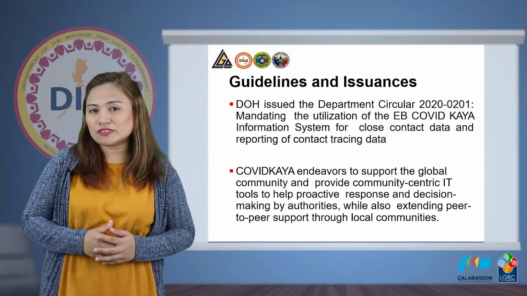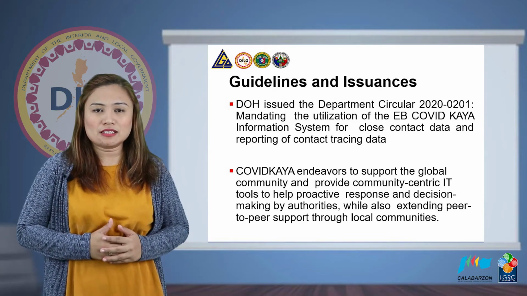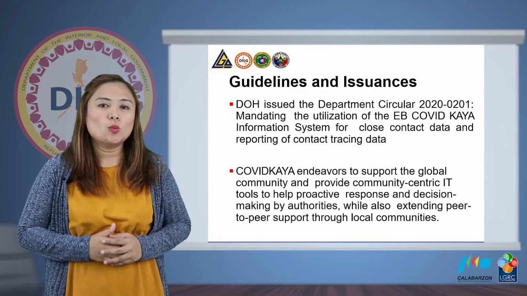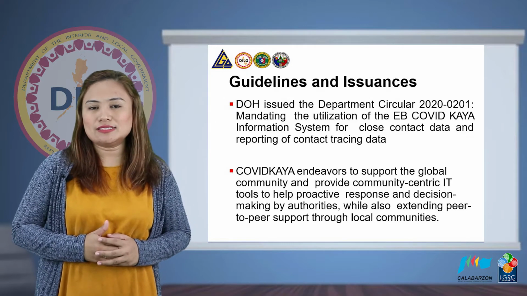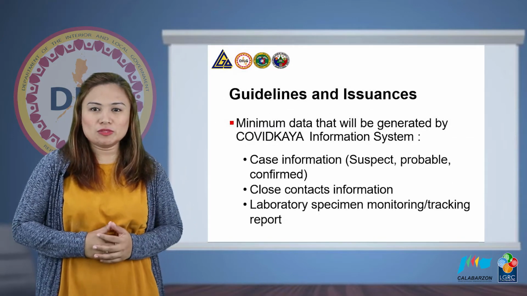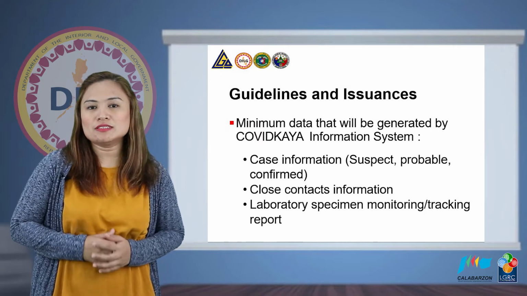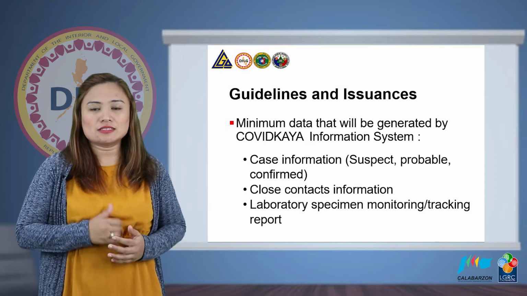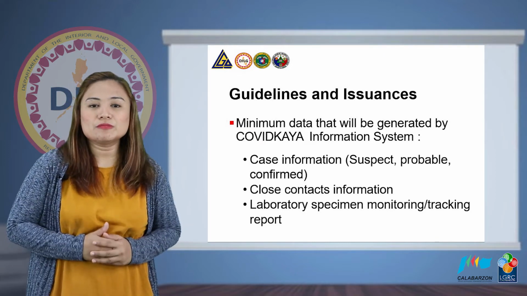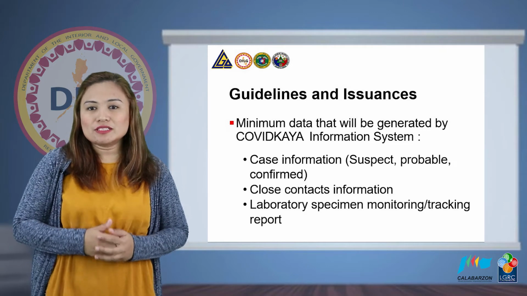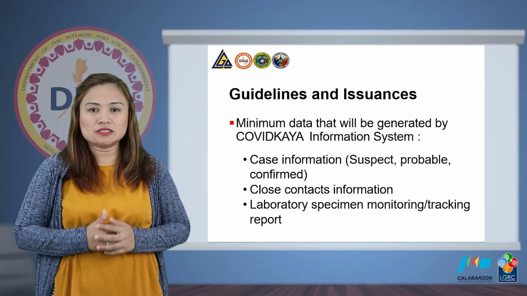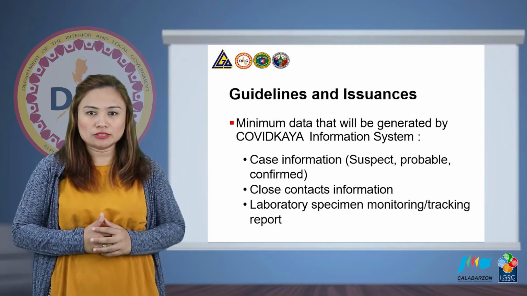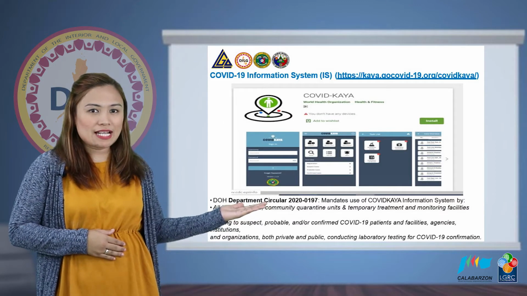If you notice, every 15 days, the IATF meets at the national level and updates the quarantine classification of different places. One of the agenda is the contact tracing. The minimum data that will be generated by COVID-Kaya information systems are case information, which is classified as suspect, probable, and confirmed COVID-19 cases; the close contact information made by our contact tracers; and the report of laboratory specimen monitoring or tracking report. This is the face of our COVID-Kaya.